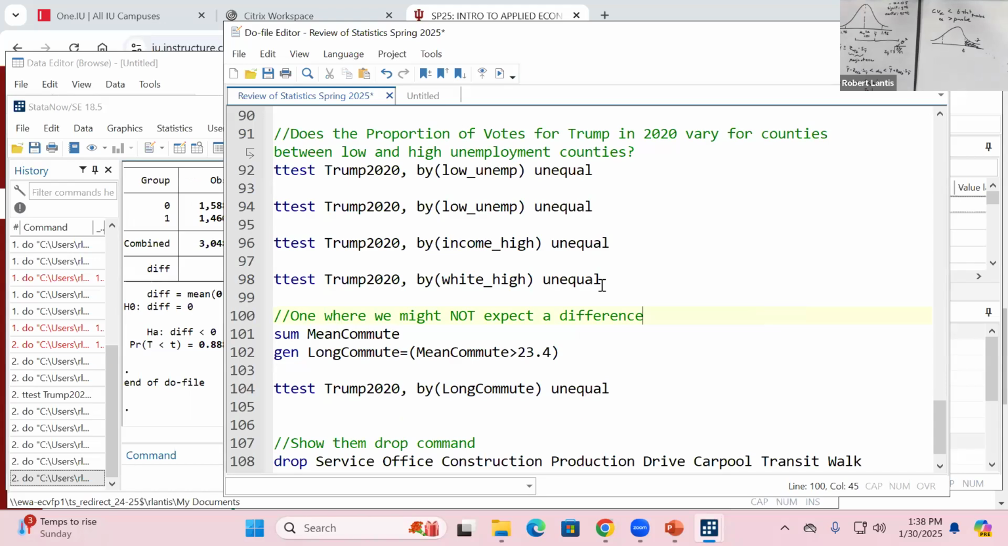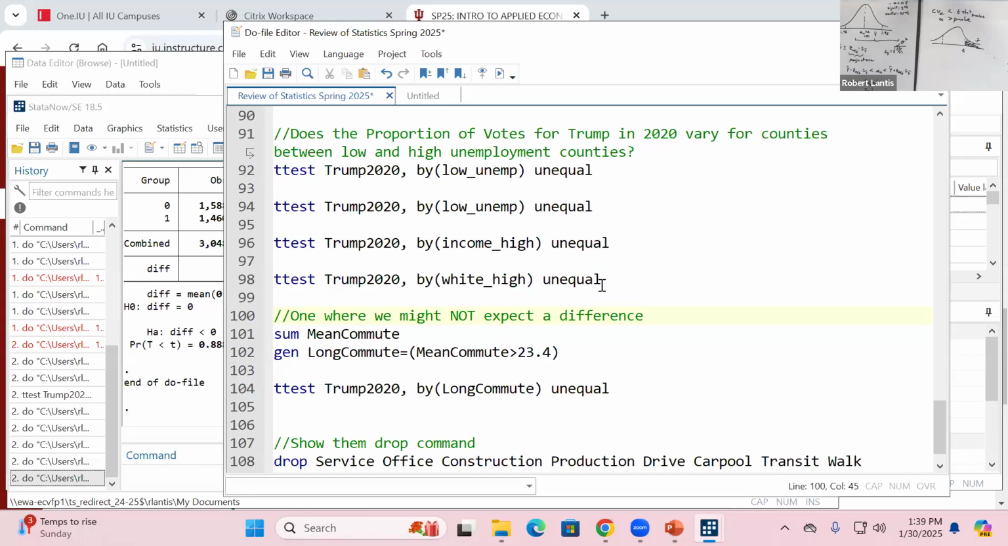So can I say that there's a difference in the proportion of people that voted for Trump in counties that had above average commutes versus those that don't? Well, is that p-value less than any of my 3 conventional benchmarks of 0.1, 0.05, or 0.01? No, I failed to reject at every one. I can't say that there's a difference in the proportion of people voting for Trump across counties that have long versus short commutes. And that kind of makes sense.